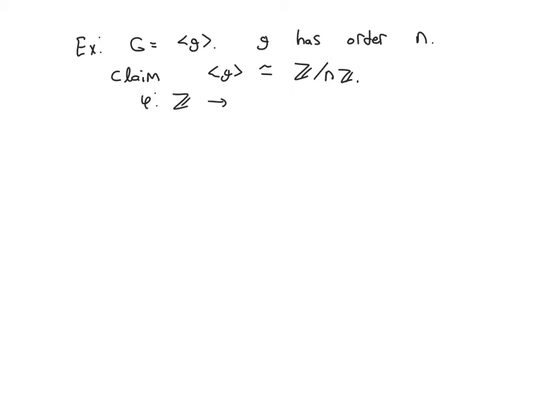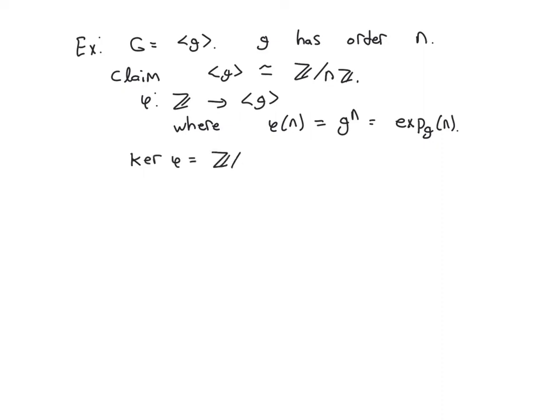The simpler proof is to consider the homomorphism from Z to this cyclic group, where we define phi of n to be g to the n. I think before I called this the exponential function base g. We already showed previously that this is a homomorphism, and we already showed previously that the kernel was NZ.